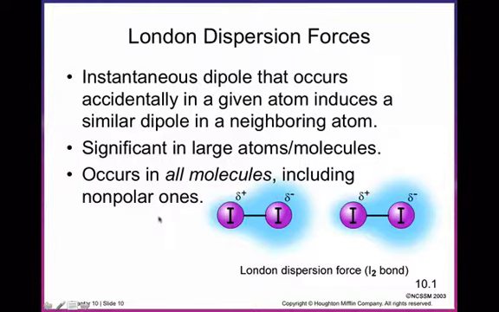What happens is you get an instantaneous dipole that occurs accidentally in a given atom, and it induces a similar dipole in a neighboring atom. And then it becomes this chain reaction of positive to negative, and because this is negative, this becomes positive, and then this becomes negative, and you get this big chain reaction of inducing these positive and negative poles when you normally wouldn't have them.